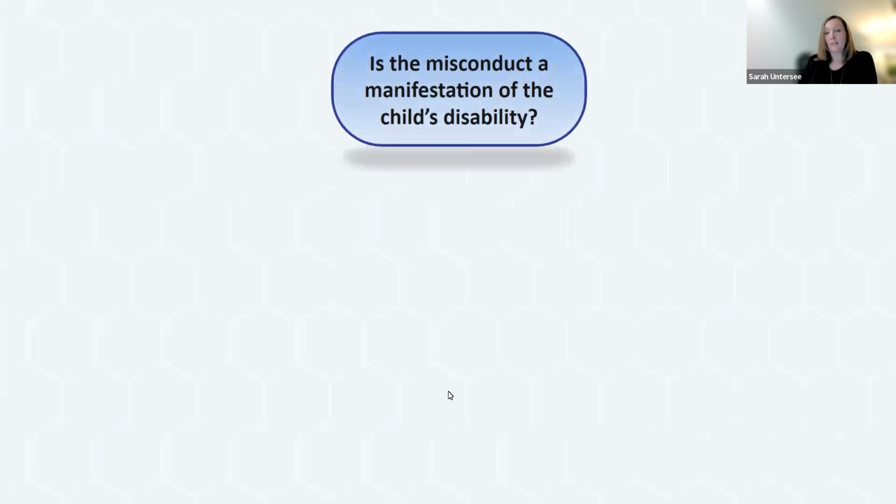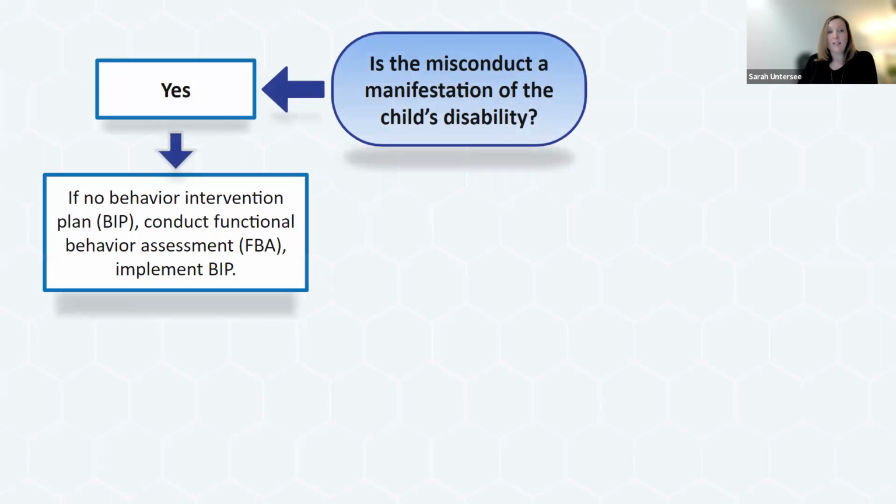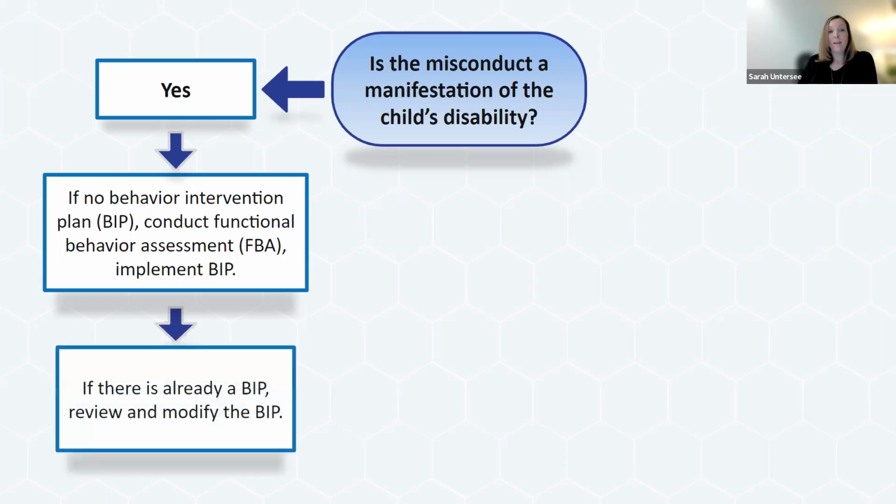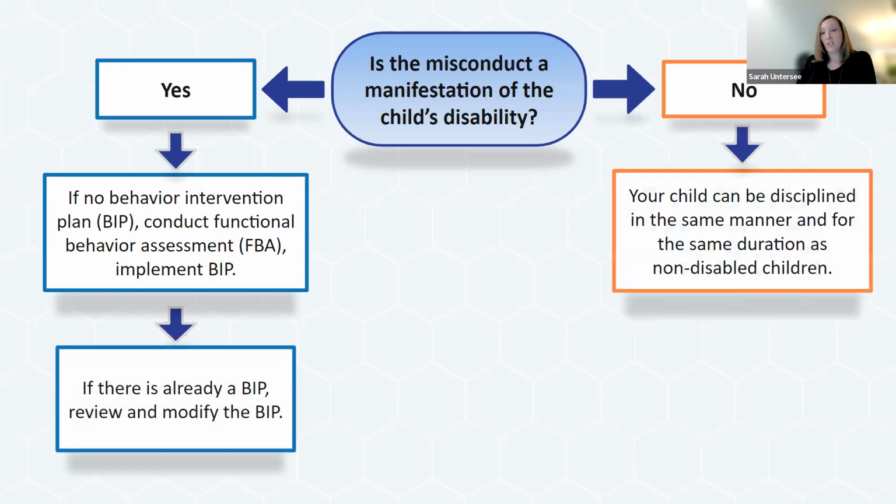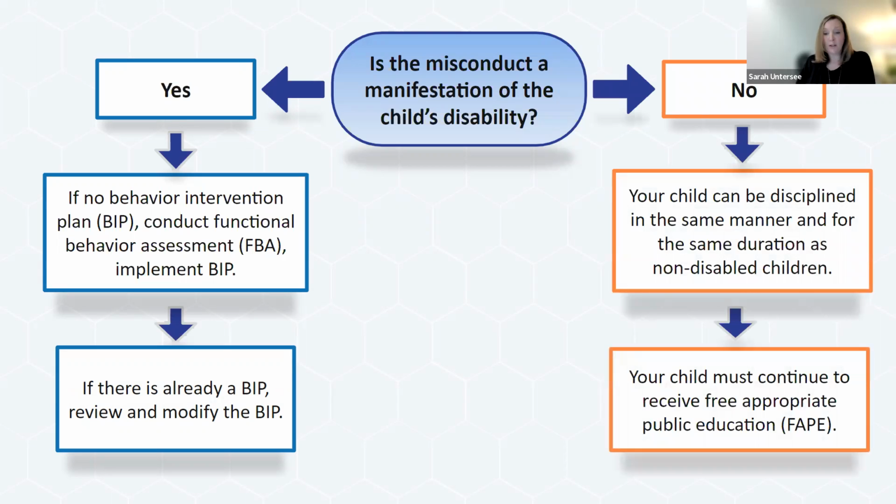Is the misconduct a manifestation of the child's disability? If the answer is yes, and if there is not a behavior intervention plan, or BIP, the school will want to conduct a functional behavior assessment, or FBA, and possibly implement a BIP. If there's already a BIP, the school will review and modify that BIP. If the misconduct is not a manifestation of the child's disability, then your child can be disciplined in the same manner and for the same duration as non-disabled children. However, your child must continue to receive a free, appropriate public education, or FAPE.